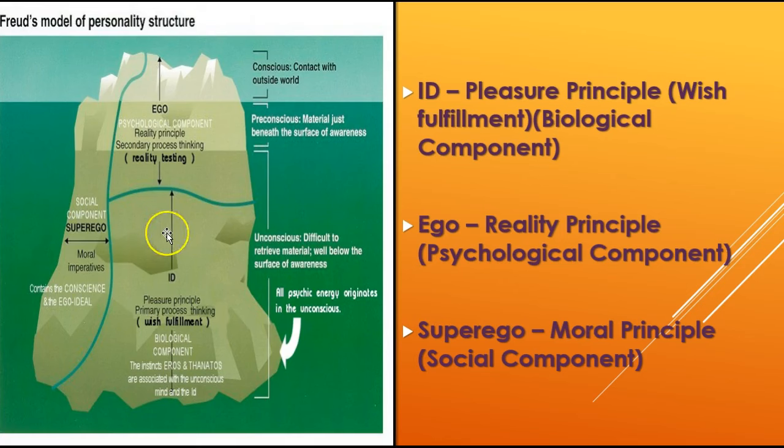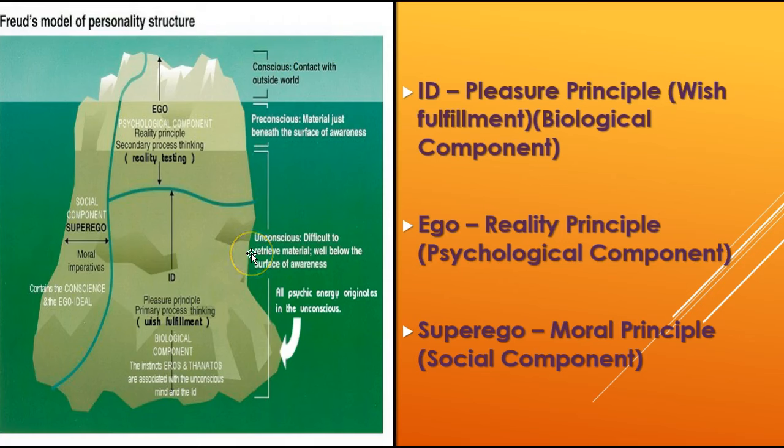Now we come to my favorite person to talk about, Sigmund Freud, who dealt with the conscious and the unconscious. And he said that the personality had three structures. And he said it was like an iceberg, as you can see here in this picture. Here we have the ego, which is the reality principle, which is the preconscious material just beneath the surface of awareness. The conscious is in contact with the outside world.